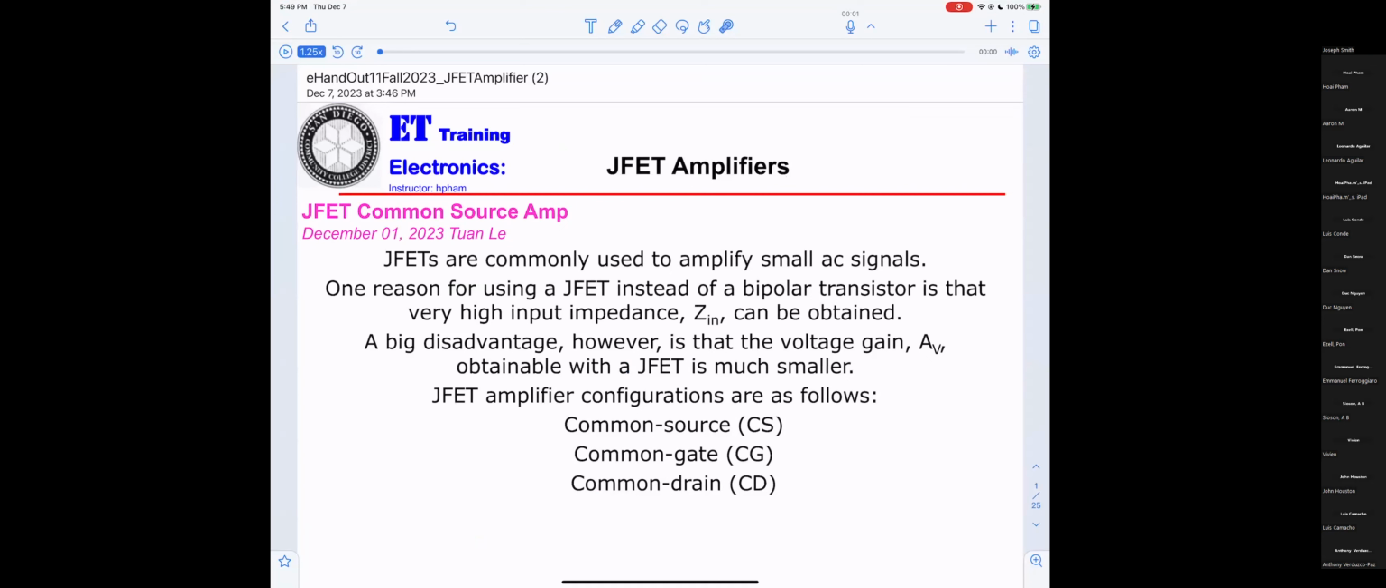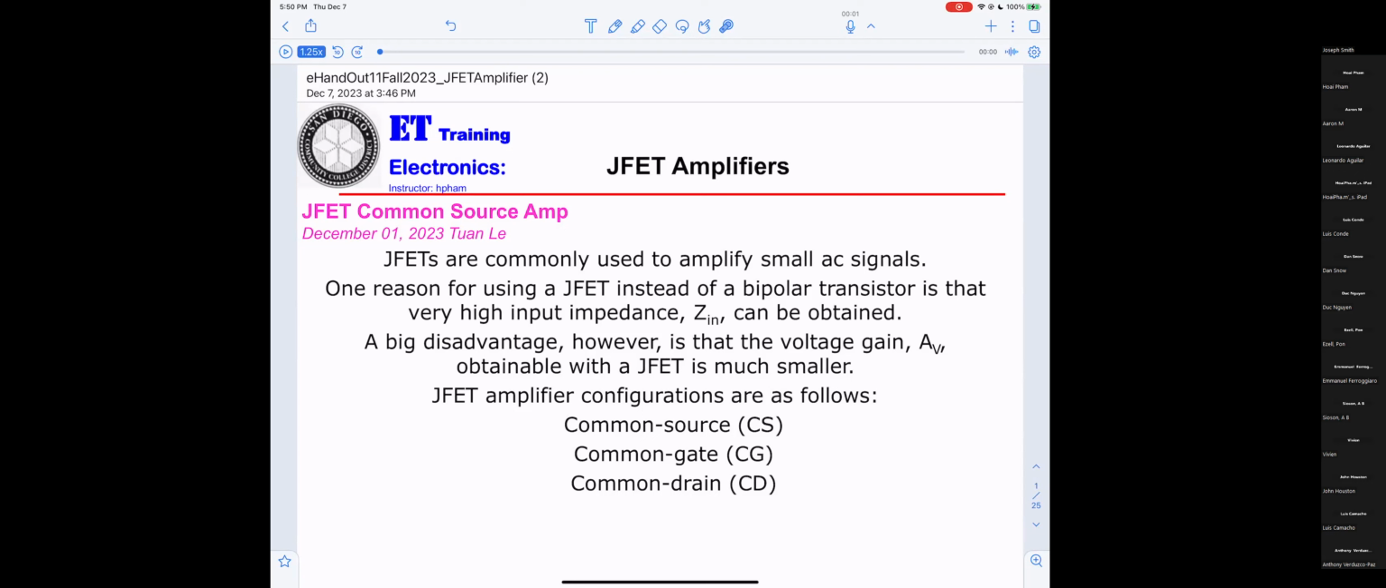Okay. So now we're talking about JFET amplifier. The same thing like bipolar transistor. First, they need the DC bias. And the second one will be amplifier. In the bipolar transistor, you can get common base, common emitter, common collector. In the JFET, the same thing. They get a common source, common gate, and a common drain.